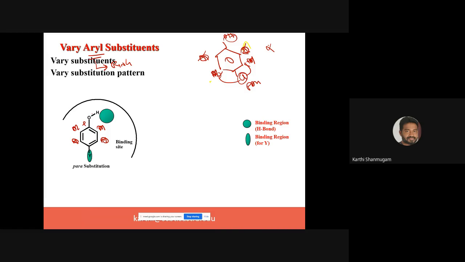Here we have OH, and here we have the binding site. We have some region which has a hydrogen bond acceptor. What type of interaction is possible between these two groups? There is a possibility for hydrogen bonding. But in this case, it will be a weak hydrogen bond, because the strength of the hydrogen bond depends on the distance and the angle. The angle is not suitable for the formation of a strong hydrogen bond.